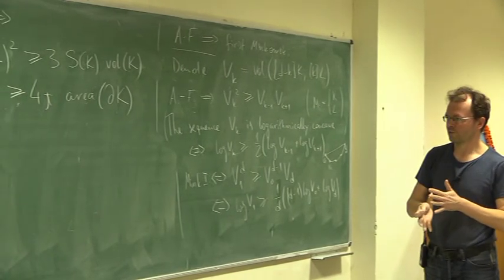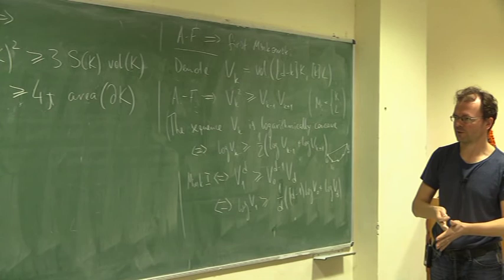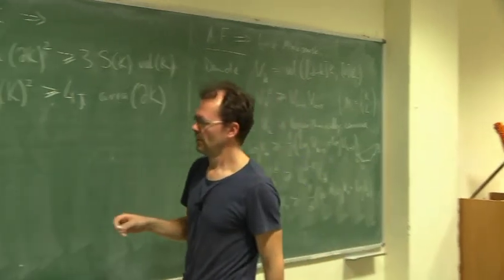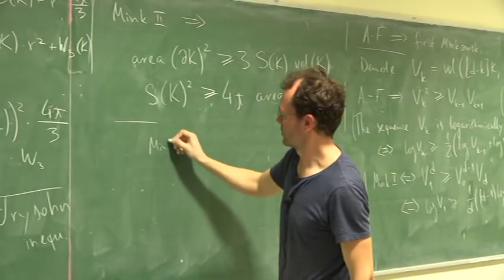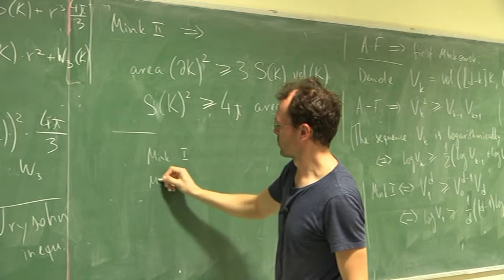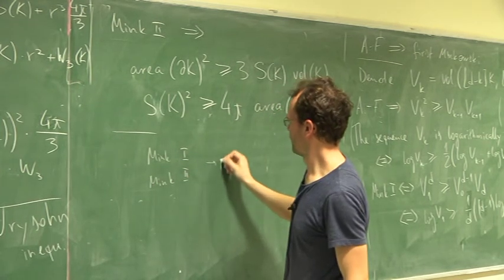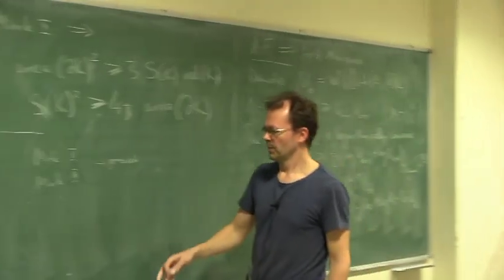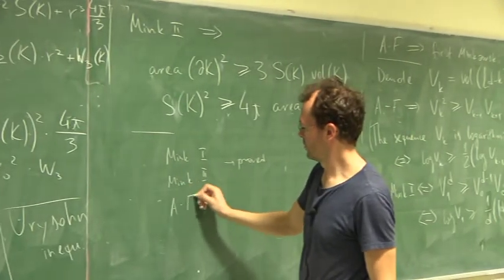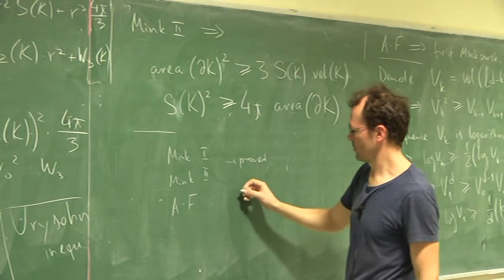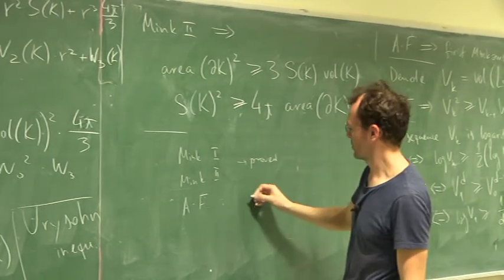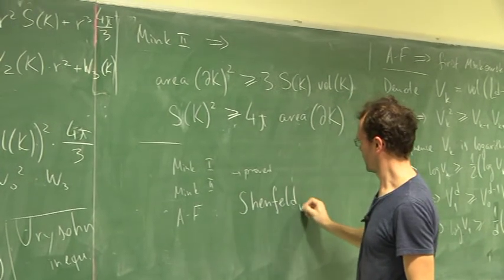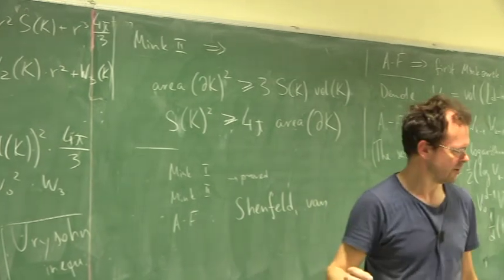So the plan for the next 3 lectures is more or less that I am going to prove both Minkowski inequalities. So Minkowski 1 and Minkowski 2 will be proved, without the equality cases anyway. And for the Alexandrov-Fenchel inequality, I can recommend the article that appeared this year by Schneider and Hug.